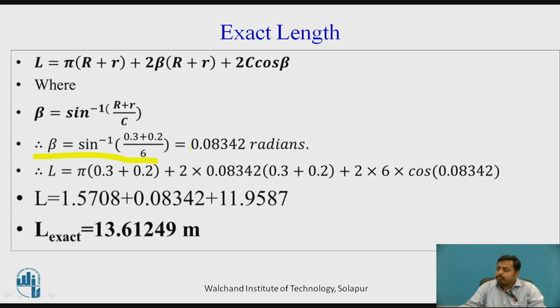So substituting the values of capital R, small r and capital C as 0.3, 0.2 and 6, we get beta is equal to 0.08342 radians. L is equal to pi into (0.3 plus 0.2) plus 2 into 0.08342 into (0.3 plus 0.2) plus 2 into 6 into cos of 0.08342, which comes out to be 13.61249. The more decimals you take, the more accuracy you get. So the exact length of the belt in a cross belt drive arrangement is 13.61249 meters.